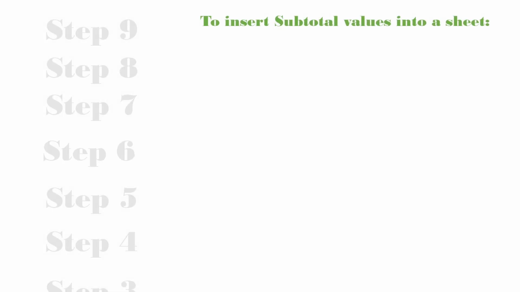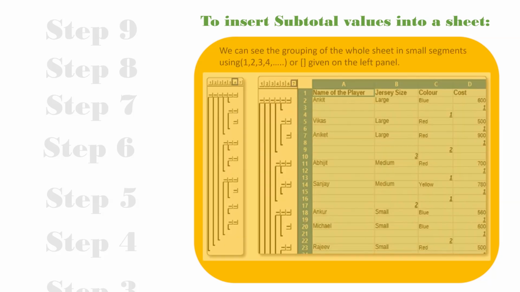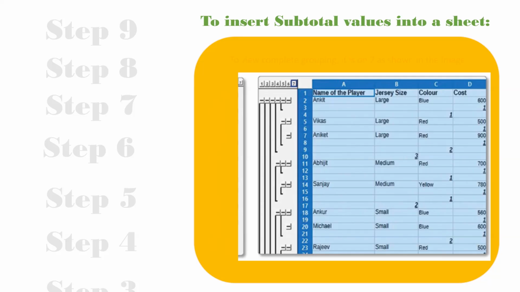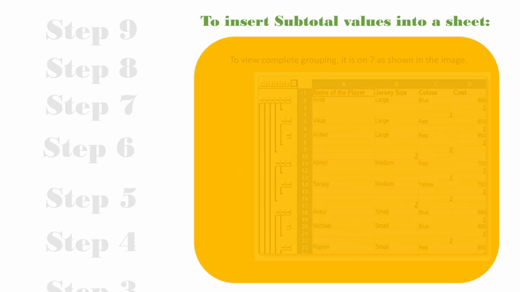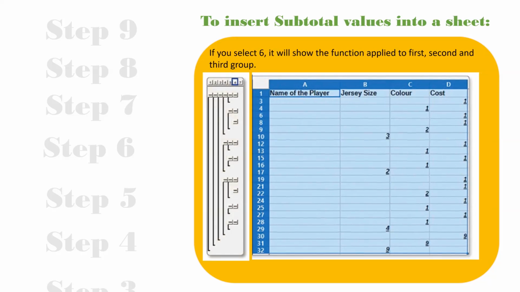The first group finds the count of sizes available, the second group displays color, and the third group displays cost for the different jersey sizes available. We can see the grouping of the whole sheet in small segments using 1, 2, 3, 4 given on the left panel. To view complete grouping, it is on 7 as shown in the image. To see only the function applied in groups, select numbers on the left panel. If you select 6, it will show the function applied to the first, second, and third group. If you select 1, it shows only the grand total of the first group.